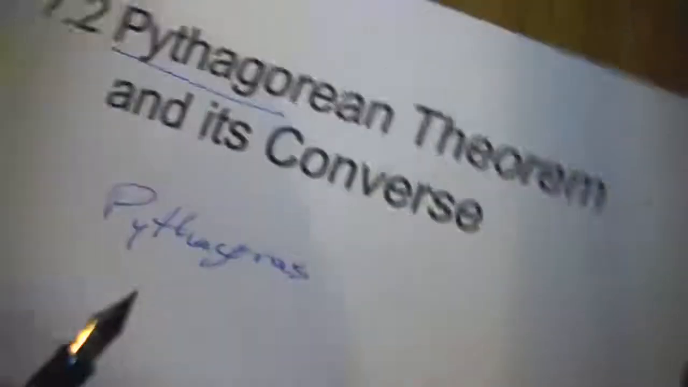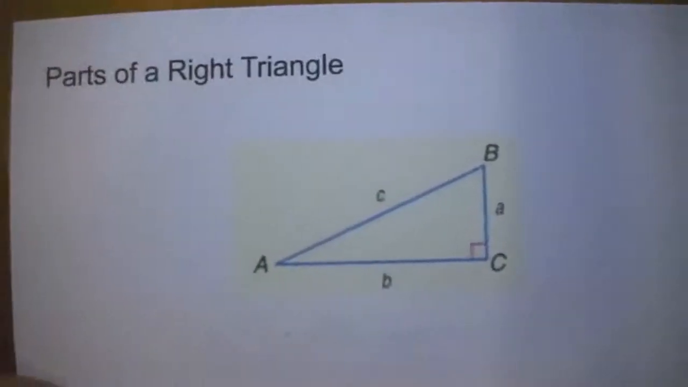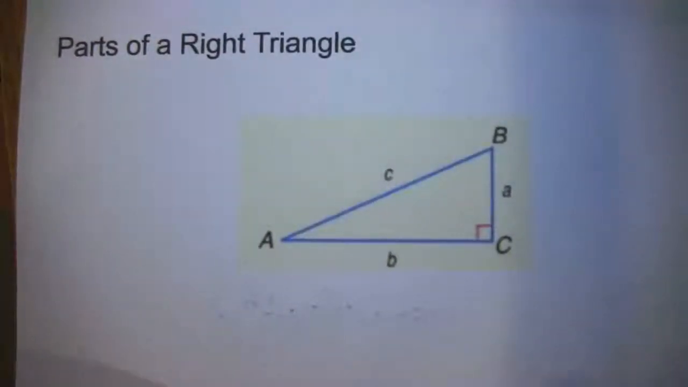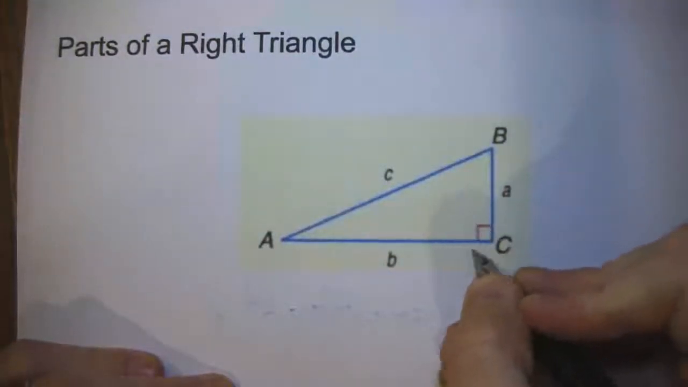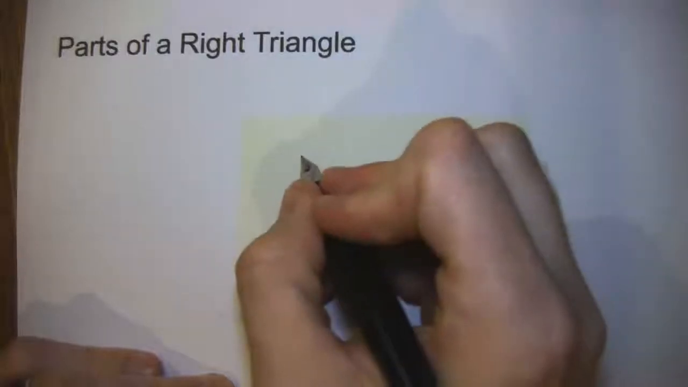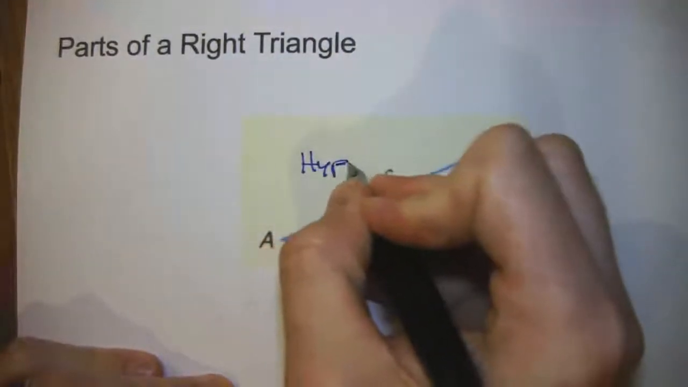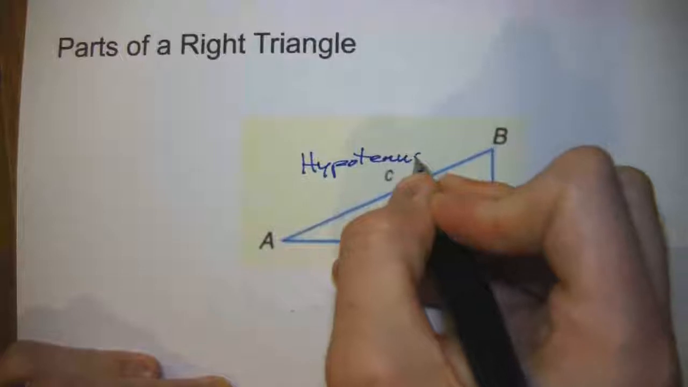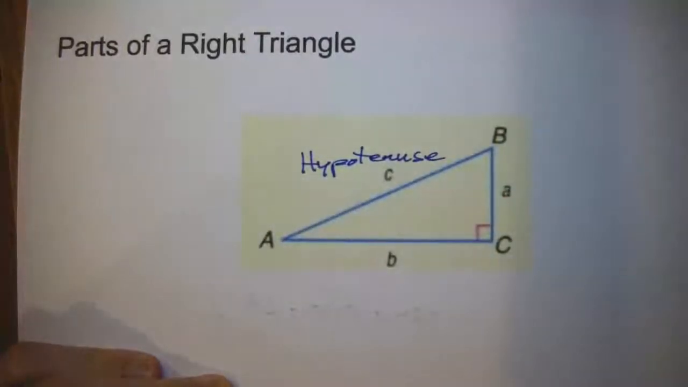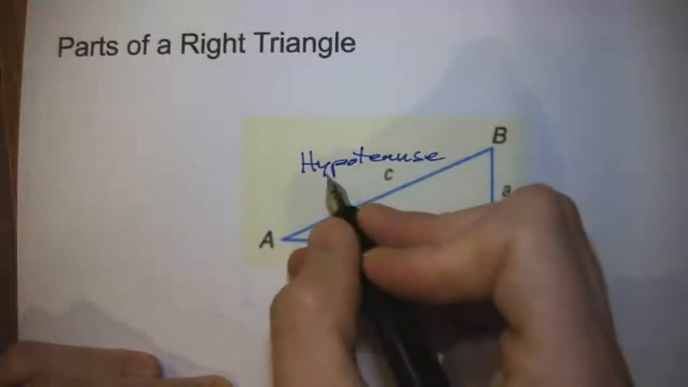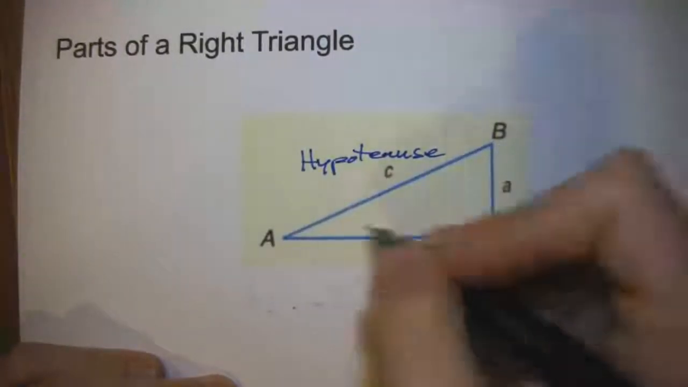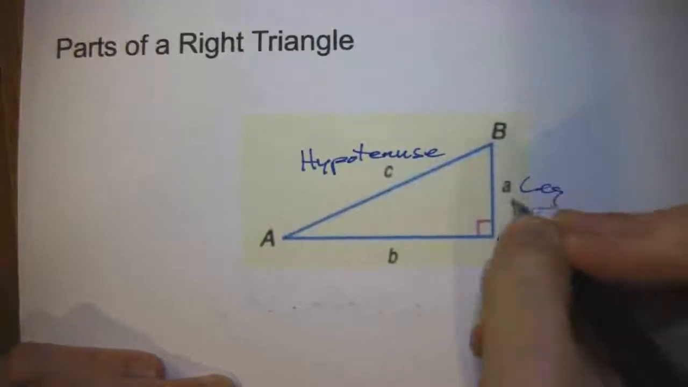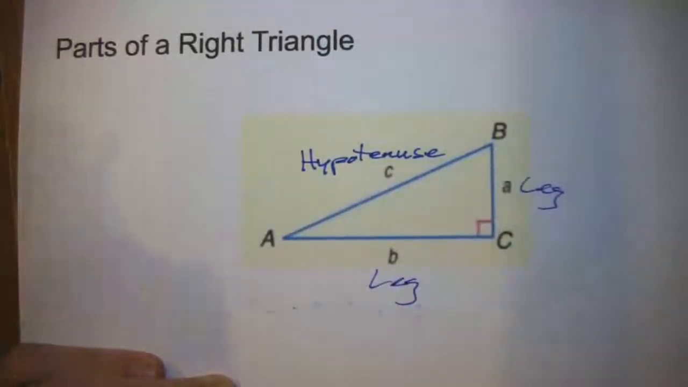Let's get into it. First, before we get into the actual theorem itself, let's talk about parts of a right triangle, just to make certain that we're all clear on that. When we're talking about a right triangle, obviously we have our right angle here. The side opposite that right angle is given a fun name. It is called the hypotenuse. And it's spelled just like it sounds, hypotenuse. And it's basically Greek for longest side, or at least that's what I say. The other two sides of our triangle are referred to as legs. So we've got a leg here and we've got a leg there.